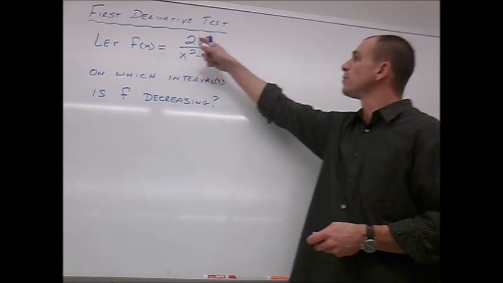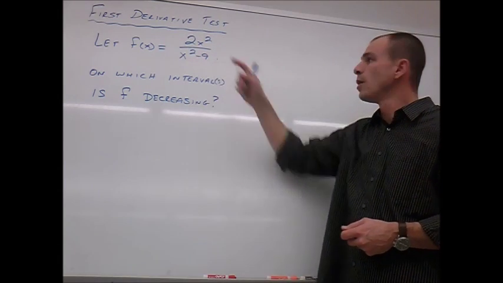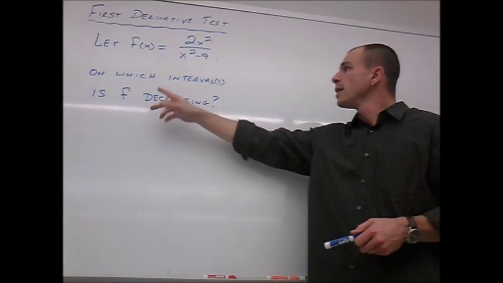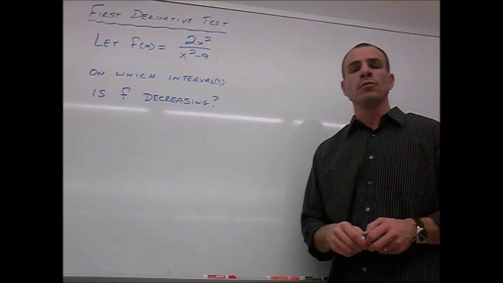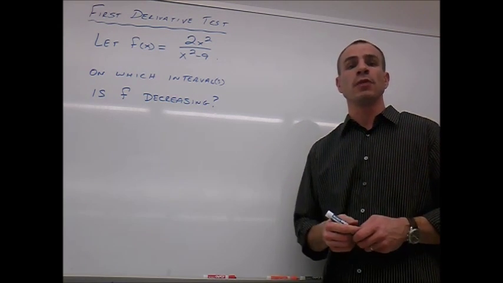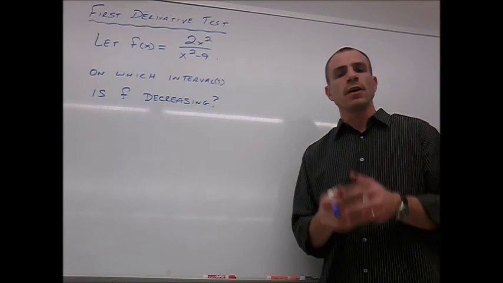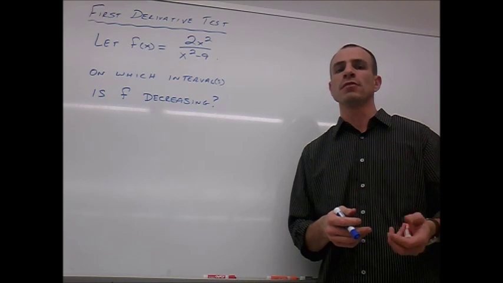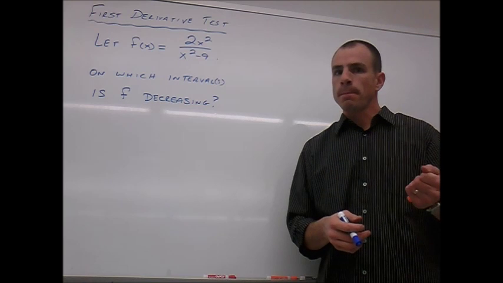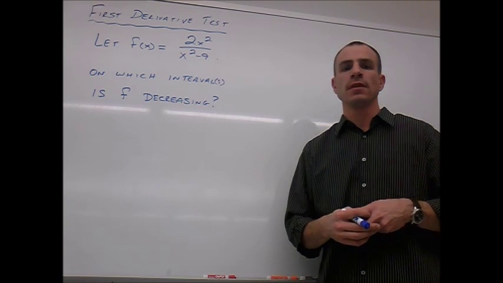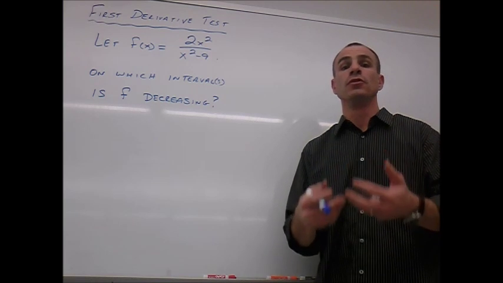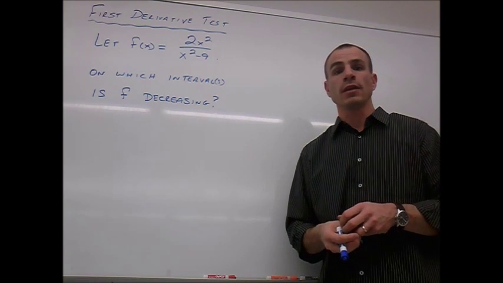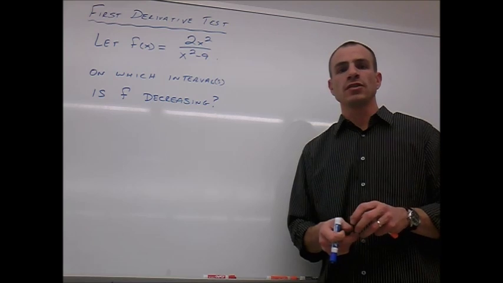We have f of x is equal to the rational function 2x squared over x squared minus 9. And our task is to find on which interval or intervals, if any, is f decreasing. Okay, so we know that a function decreases when the function's first derivative is negative. So we've got to figure out when this function's first derivative is negative. We're going to do the first derivative test to help us out in that regard. So let's get the first derivative.